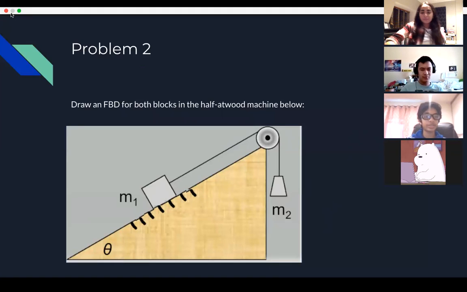The next problem is just to draw an FBD for both M1 and M2 in this half-Atwood setup over here. And we're actually going to talk more about the physical calculations for this kind of setup next week. But for now, we just have to draw the free body diagram, so just label which forces are acting on it. As a small hint, the tension throughout a rope is always constant, so the tension pulling on M1 will be the same as the tension pulling on M2. And that fact becomes incredibly important when we start calculations.